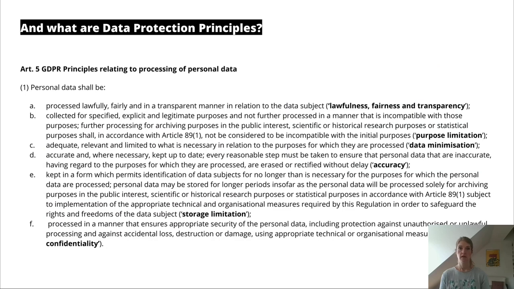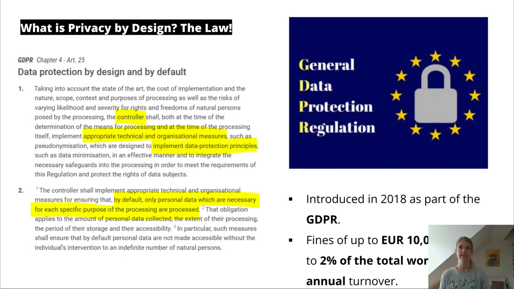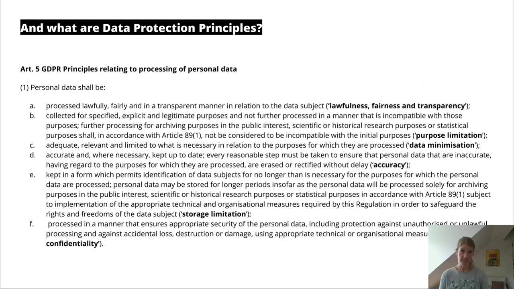So, let me get back. I said the controller is responsible for implementing data protection principles. So I assume if you're not a lawyer, you don't know what is meant by data protection principles. So I would like to show you the law, because this is also pretty important for your understanding. So what are data protection principles? Data protection principles are laid out in Article 5 of the General Data Protection Regulation, and you don't need to read everything. I've highlighted the parts which are the important ones.